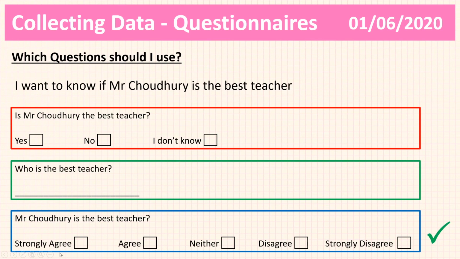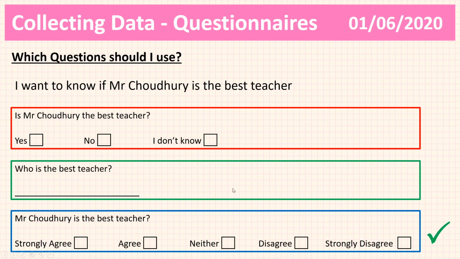Okay, so let's have a look at which one would be the best. And I think it would be the bottom question, the blue question, which would be the most effective to find out if Mr. Chowdhury is the best teacher. Now, you could technically use the first one. Is Mr. Chowdhury the best teacher? Yes, no, I don't know. It's very closed because some people might think Mr. Chowdhury is really good, but not necessarily the best, and we wouldn't find that information from using the first question. However, when we use the blue question, we get a better range of how good the participants perceive Mr. Chowdhury to be, and therefore the blue one would give us more information with very little extra work.